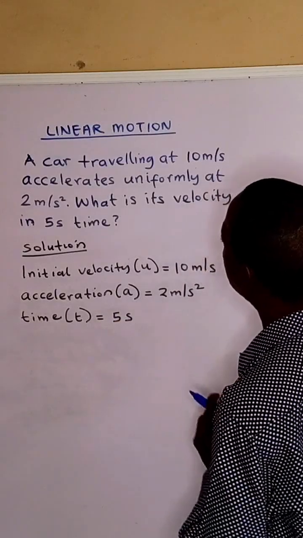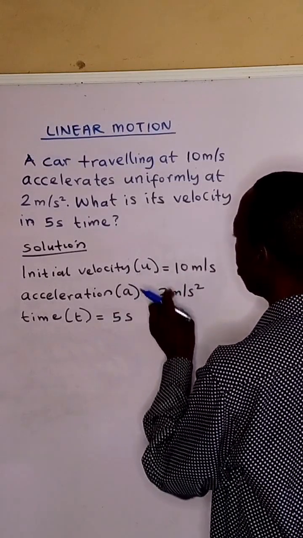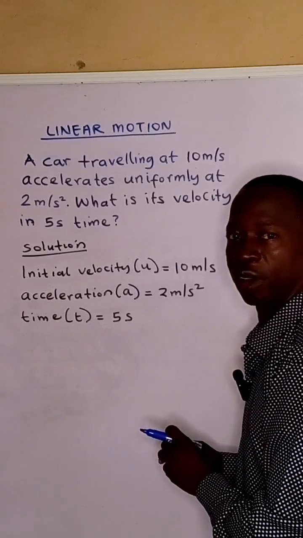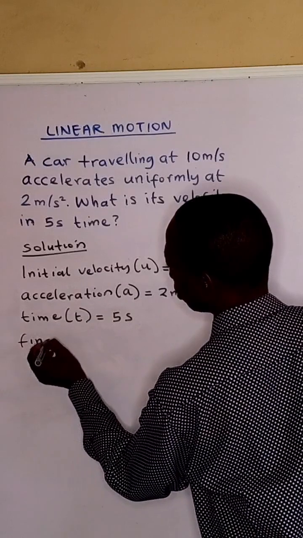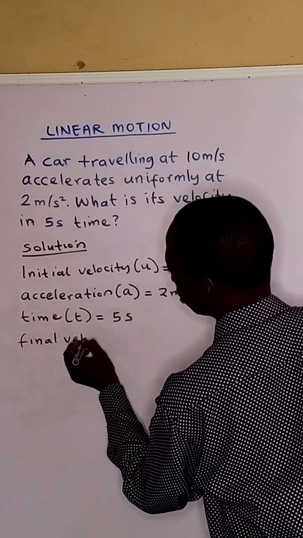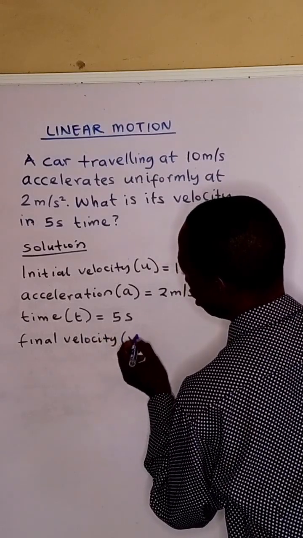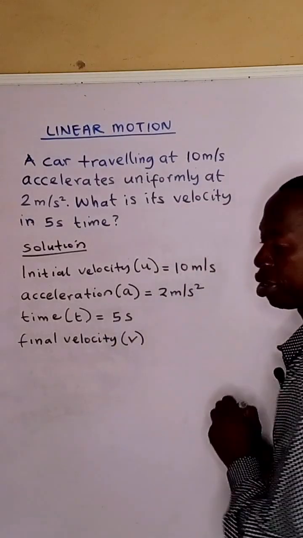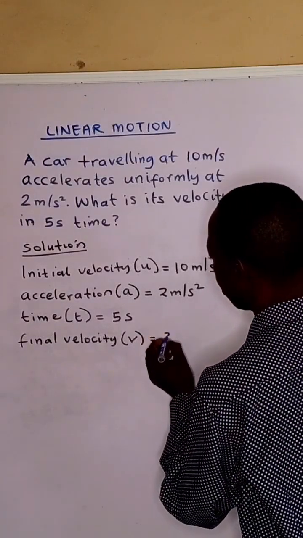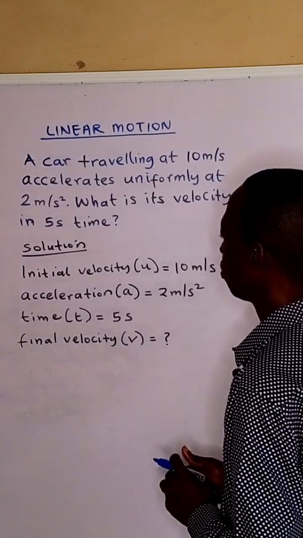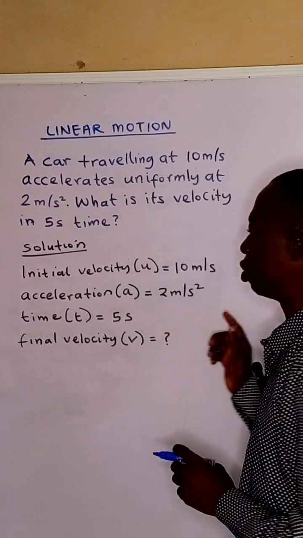So because we are looking for velocity, we already have the initial. Then what we're looking for is the final velocity. So we write final velocity. We use the small letter V to represent final velocity. Because it is not known, we put a question mark there.